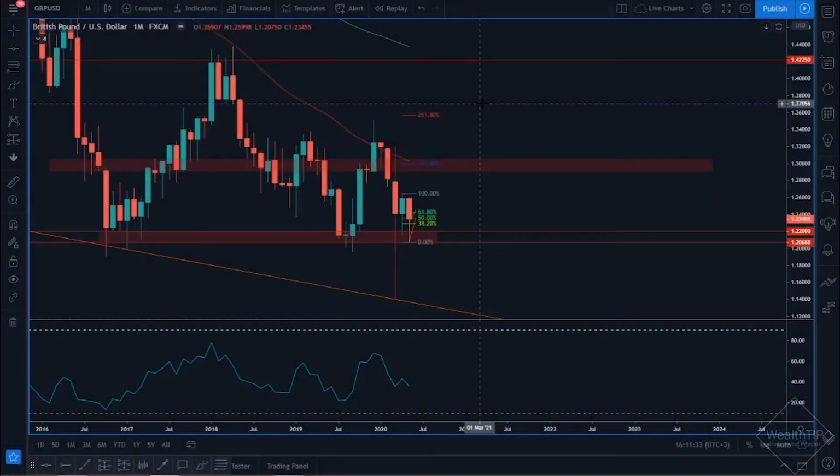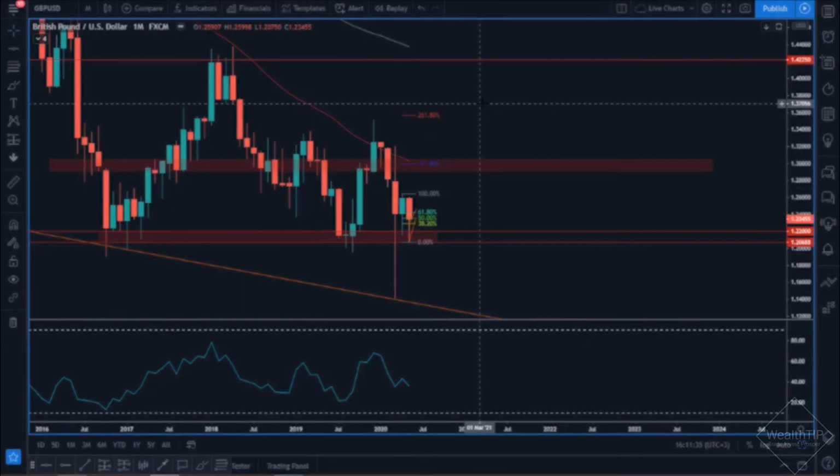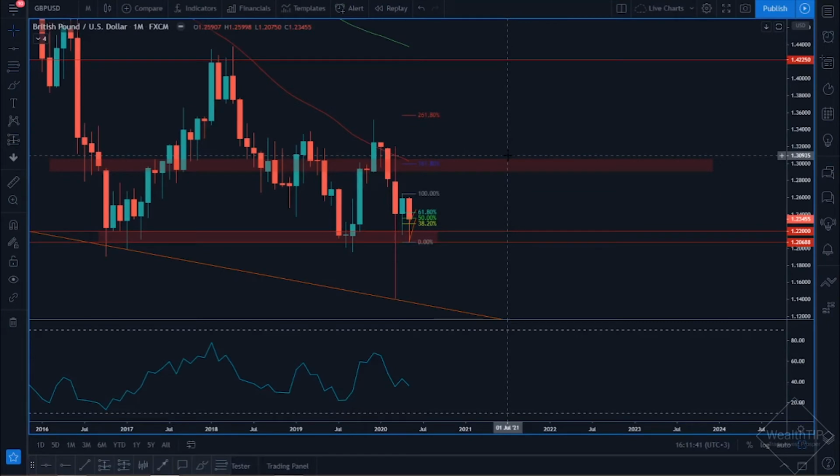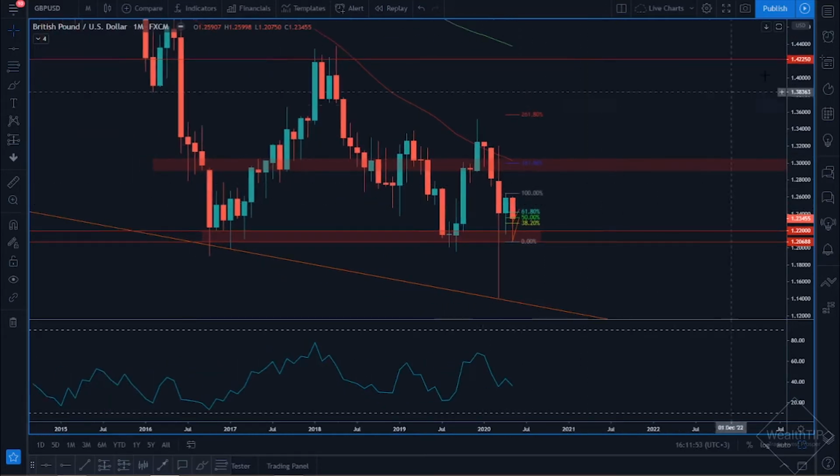Okay, guys, so jumping over onto our next pair, which is going to be the pound dollar. Now, this pair has a bit of conflict, I'd say, but it does have massive amounts of potential if you can look through it. So it's just a case of waiting to see what the market's hand looks like before we actually make a move. And I'm going to explain why I say that in just a moment.